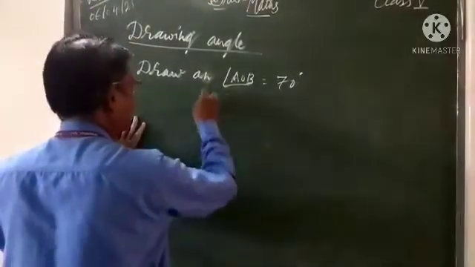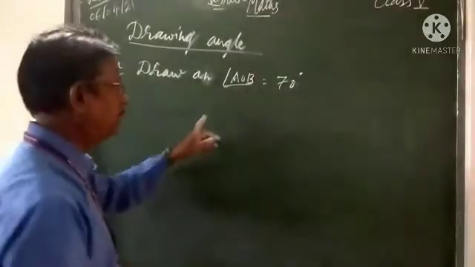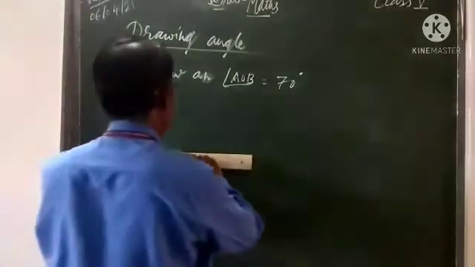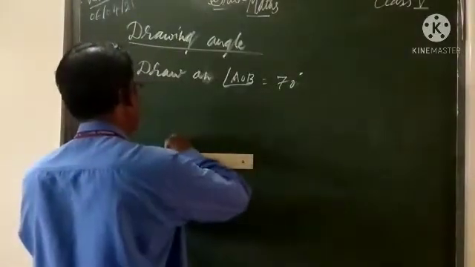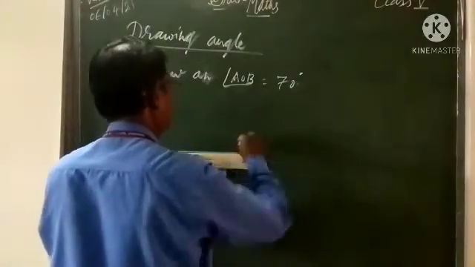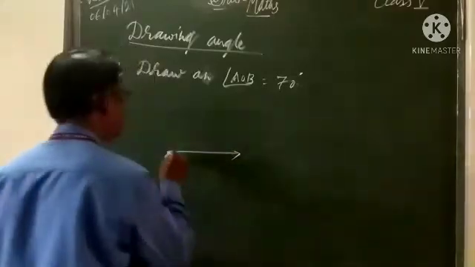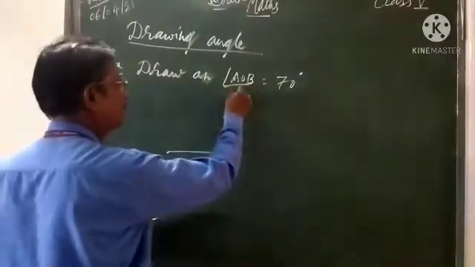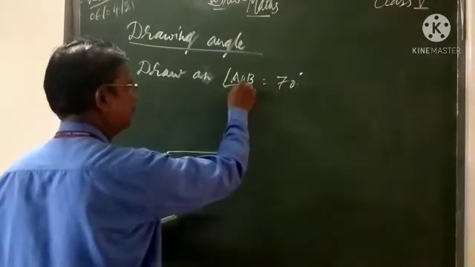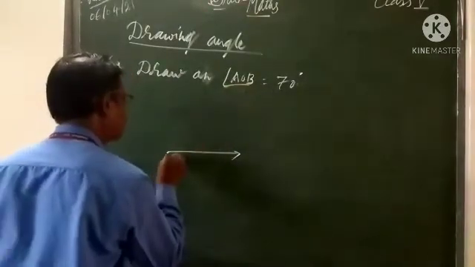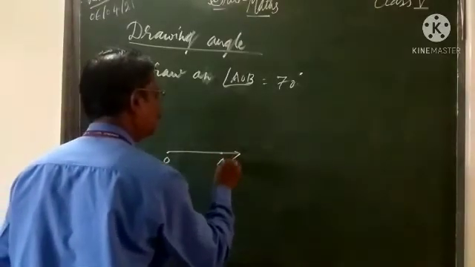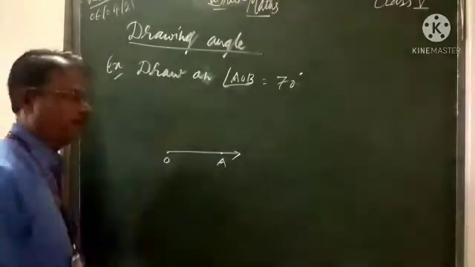For example, draw an angle AOB equal to 70 degrees. Then how to draw an angle? First of all, take a scale. Draw one ray like this. Here, what is the vertex of angle AOB? The middle letter of AOB, which letter is it? O. So write O here. Now you can take A or B, no problem. Take here O. So AOB. Now B will come up.